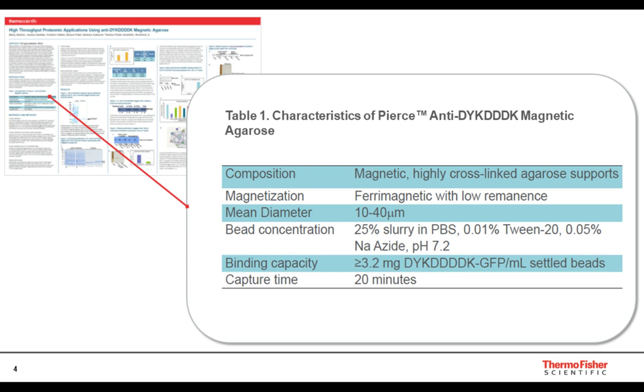The beads are provided as a 25% slurry in PBS containing 0.01% Tween-20, along with sodium azide as a preservative. The binding capacity is greater than or equal to 3.2 milligrams of flag-tagged green fluorescent protein, or GFP, per mL of settled beads. And lastly, the flag-tagged proteins can be captured in as little as 20 minutes.